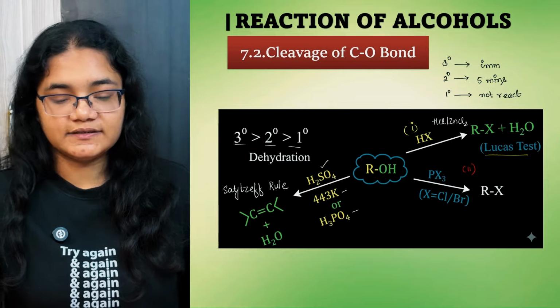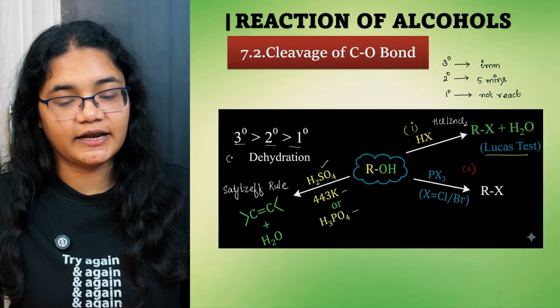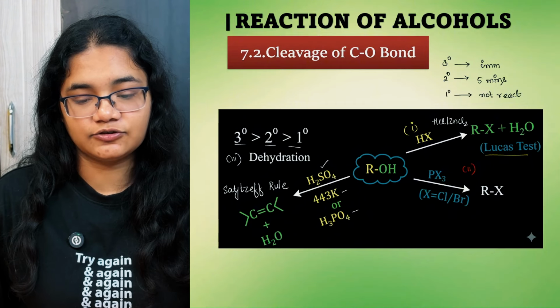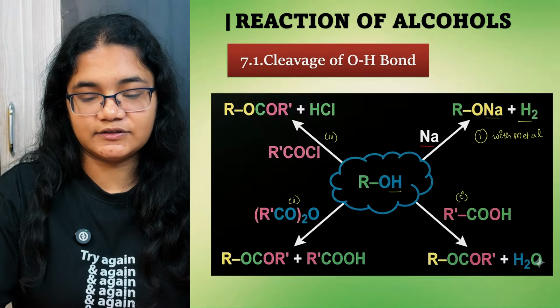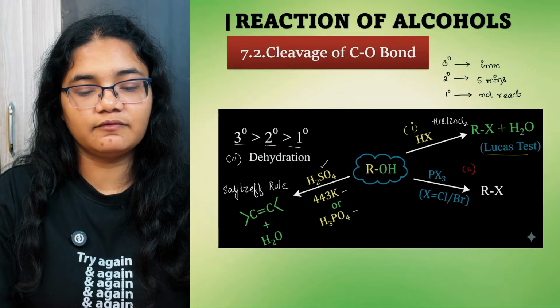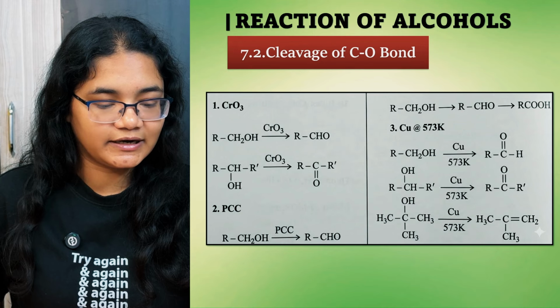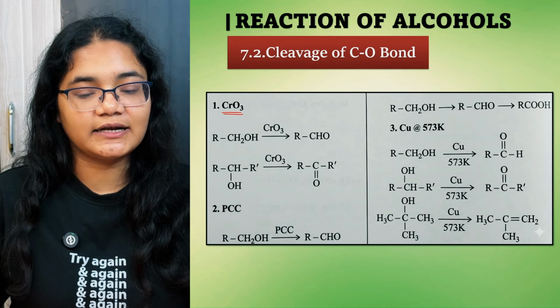Okay. Now this is the third reaction that we have discussed, dehydration reaction. The first one is reaction with HX. The second one is reaction with the PX3. The third one is your dehydration reaction. And the fourth one we'll talk about is the oxidation reaction. Okay, so alcohols can be oxidized, if you see, with the first reagent, that is CrO3.